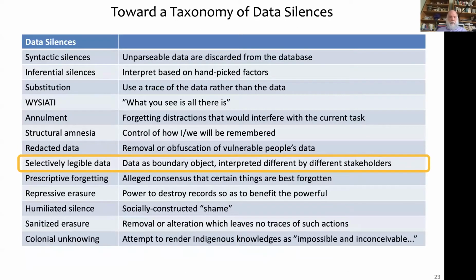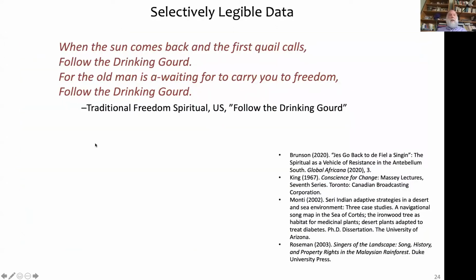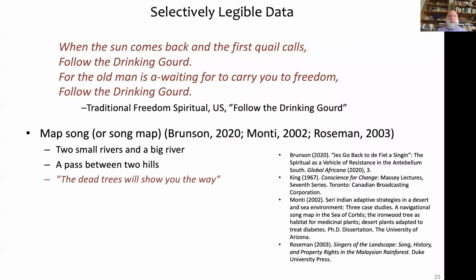This is another version of a silence, and I hope you'll bear with me. In the United States, this one is really close to our hearts. So here's the song. And some of you may have heard this if you followed US culture. It's called the Drinking Gourd Song, and it's about people going to freedom. And it's a really interesting song because it's a map. As multiple people have said, it describes how to get out of the south of the United States during slavery and make your way north and cross the Ohio River to a free state.